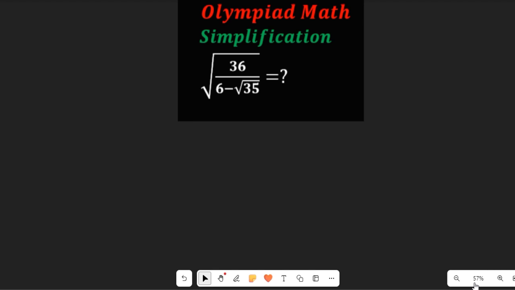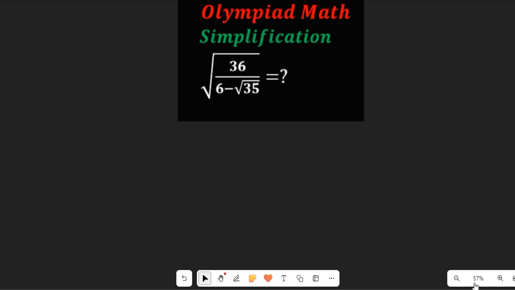Now, let's solve this. First of all, we're going to consider the denominator. The denominator forms an irrational number because we have a square root. Then we have to make it rational by rationalization. When we rationalize, we have to look for the conjugate of that value. And what is the conjugate? The conjugate of 6 minus the square root of 35 is 6 plus the square root of 35. Hence, we have to multiply the numerator and the denominator by the conjugate.